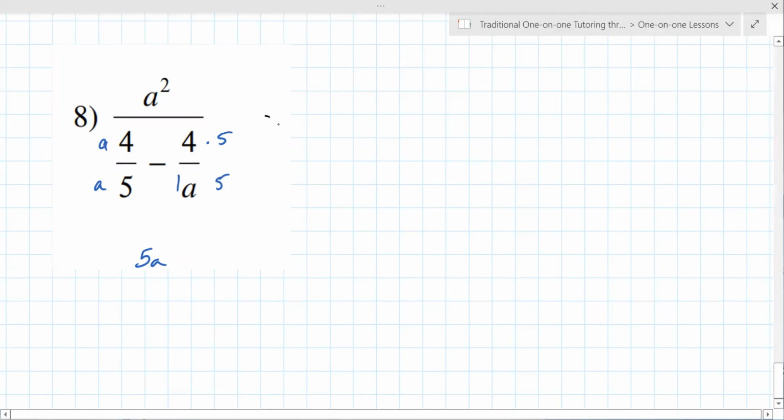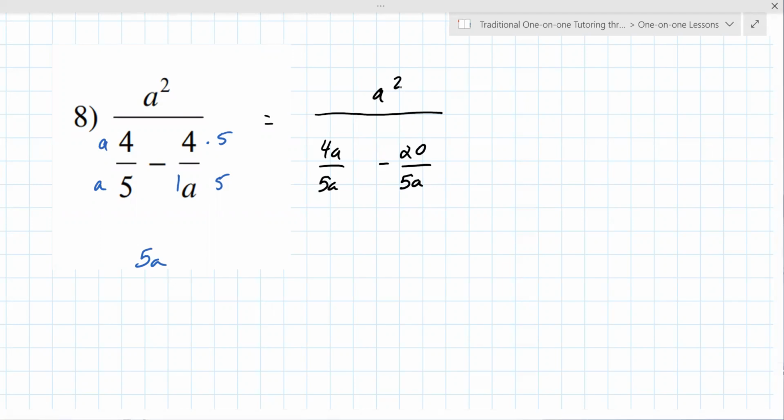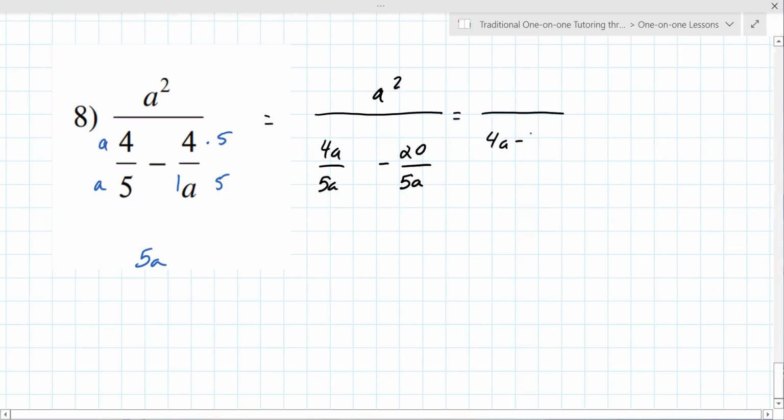You've seen this before in either another class or a different part of this class. So it's 4a over 5a minus 20 over 5a. So the common denominator could require manipulation of both. Now on the bottom, it becomes 4a minus 20 over 5a, a squared. And then again, you want to multiply by the reciprocal here. So it ends up being 5a cubed over 4a minus 20.